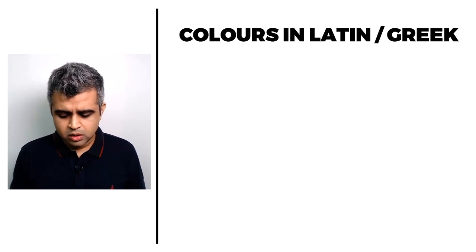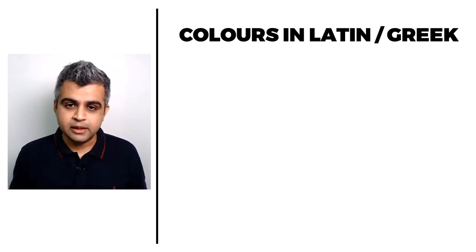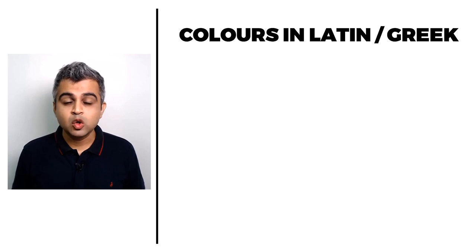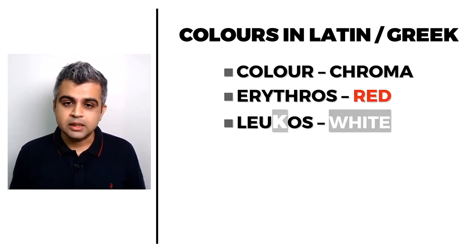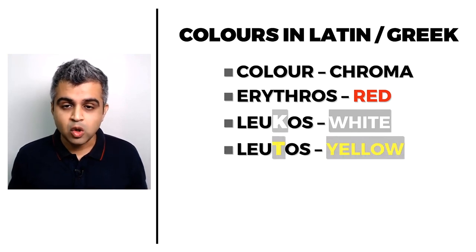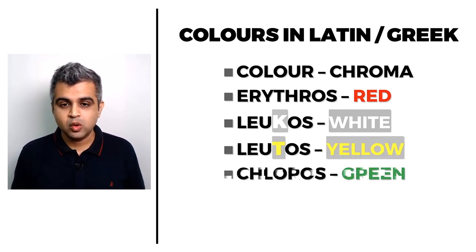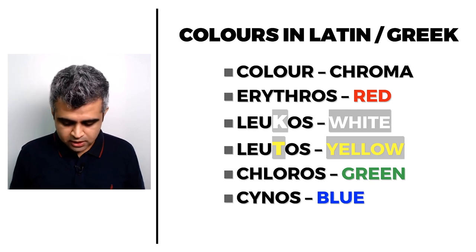We also saw colors in Latin or in Greek. So color is basically chroma. Color is called chroma. Erythro is red, leuko with a K is white, leutos with a T is yellow, chloros is green, and cyanos is blue.